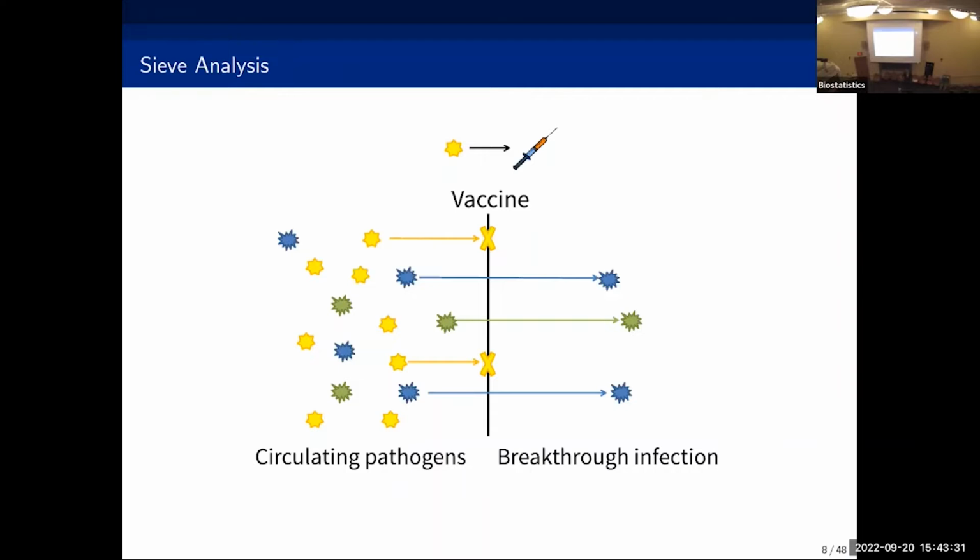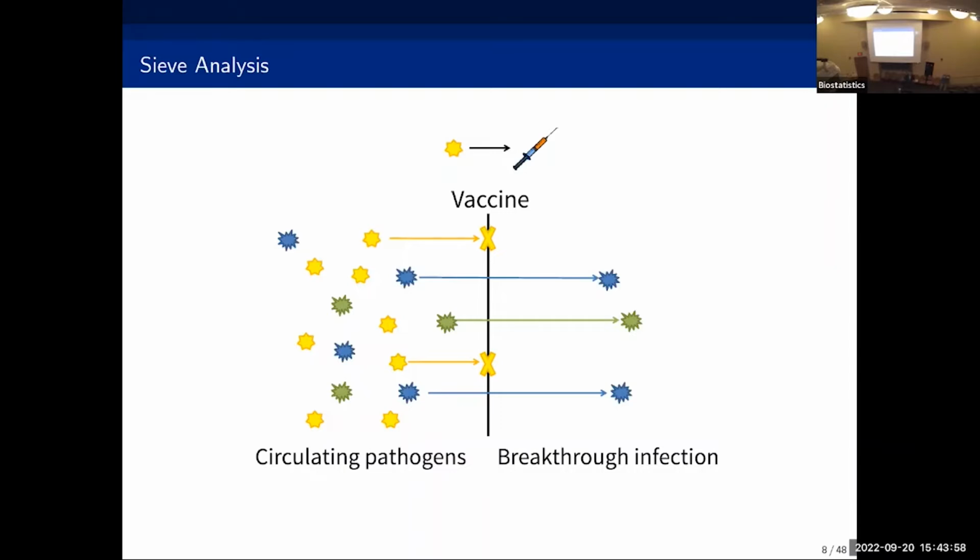So where does the nomenclature derive from? Sieve analysis comes from imagining the vaccine-induced immune responses as acting like a kitchen sieve or a strainer, right? And the idea is in the wild, you have all sorts of circulating pathogens. So here I'm showing these by yellow, blue, and green pathogens. In reality, maybe these are something like your alphas, betas, omicrons, and deltas of COVID, or maybe this is characterized by particular mutations in a particular protein, what have you.